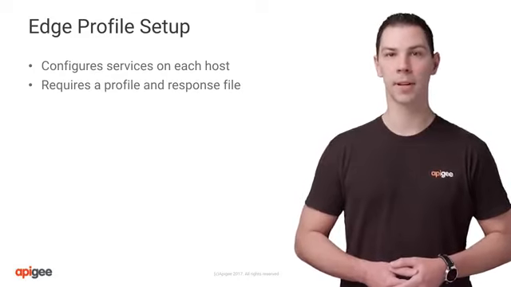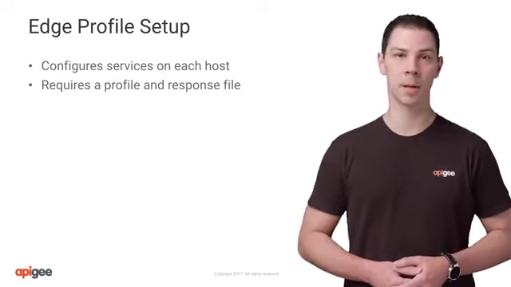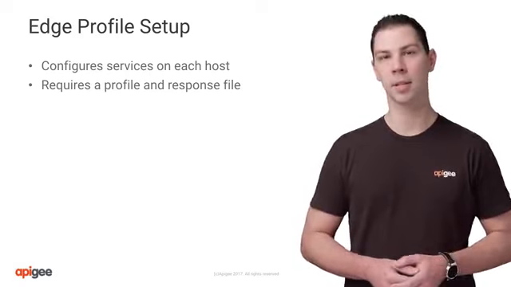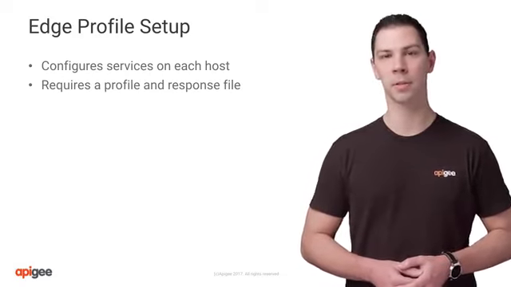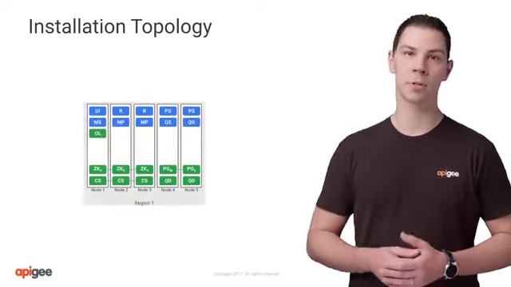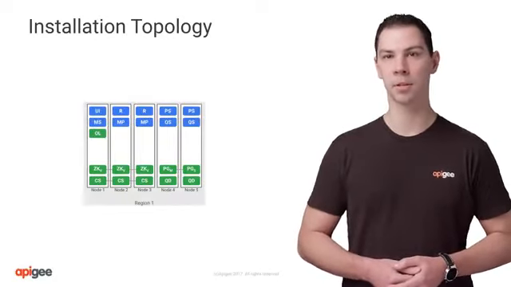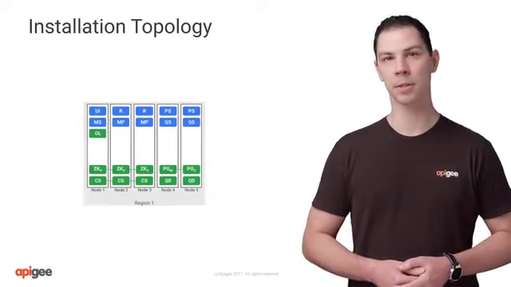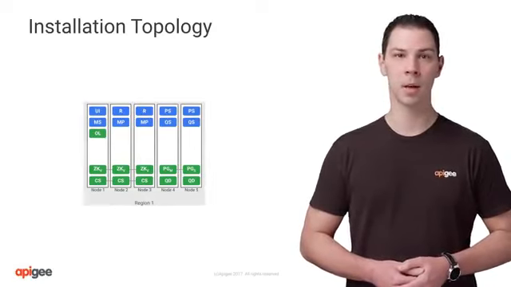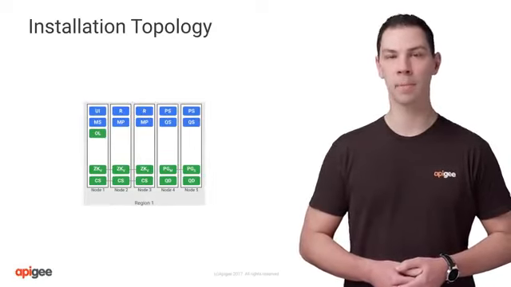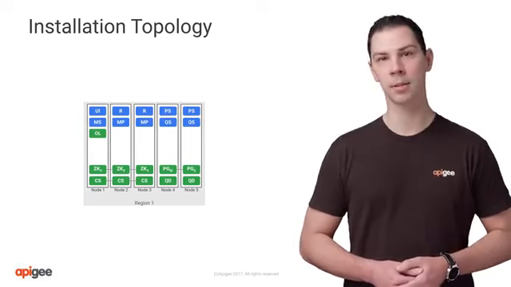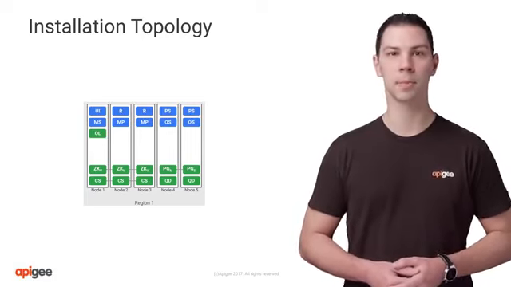We will discuss profiles and response files in detail in a moment, but first, let's pause to discuss the installation topology we will use for the rest of the course. This diagram shows which services we will be installing on each host. If any of the services shown here are unfamiliar to you, pause this lesson while you review the Apigee system architecture detailed in the last module, Fundamentals.